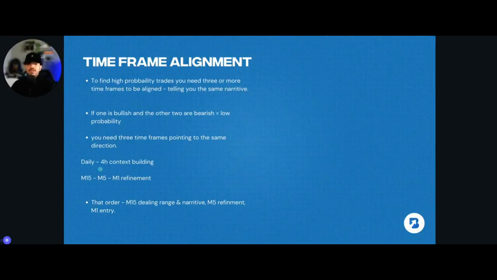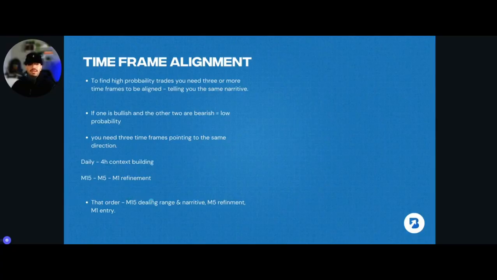Going back to the start of the video where I spoke about higher time frame order flow, the daily and the 4-hour, this is what you're going to use to build your context when you go into the lower time frames. Once you've built your context from the daily or the 4-hour, you can move on to the M15 or the M5, and this is where you'll refine and enter from. If you're a scalper, you'll mainly be focusing on the M15, where you'll build your context. On the M5, you'll refine, and on the M1 you'll enter. But I'm rarely trading on the M1 chart. I prefer the M15 or the M5. So this is how you can use the time frames.